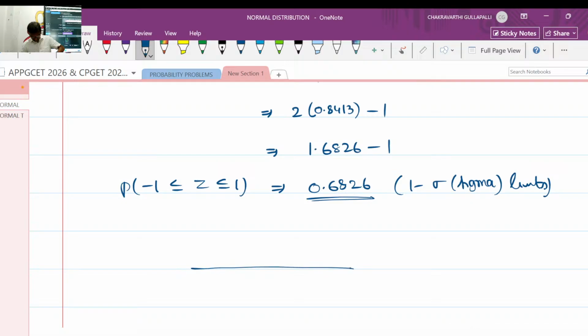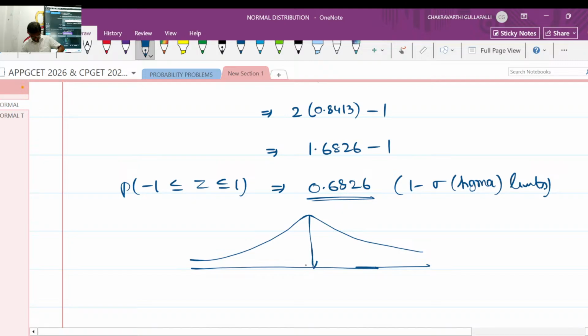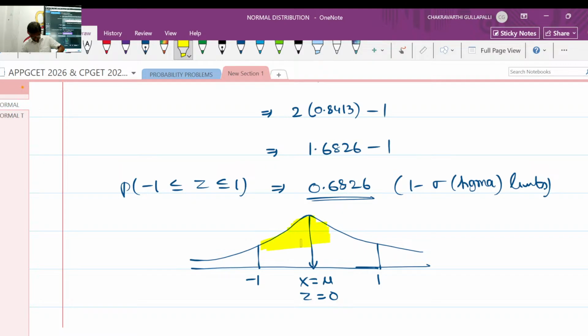So diagrammatically you can draw this rough diagram: x equal to mu, z equal to 0, approximately this value 1, here is minus 1. The covered area under this curve, abscissa and ordinates. Now this minus 1 to plus 1 area is 0.6826.